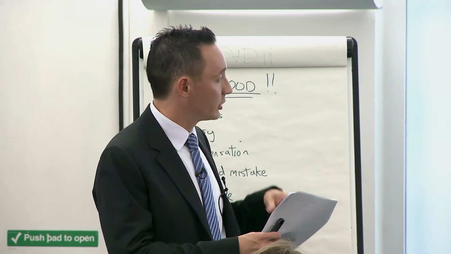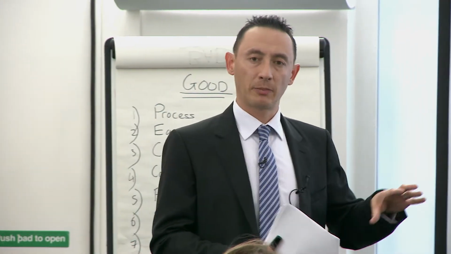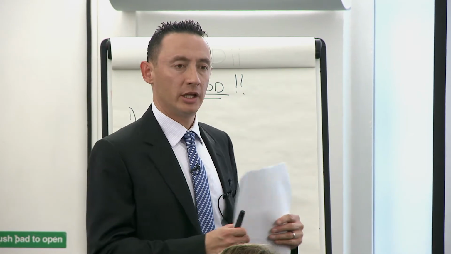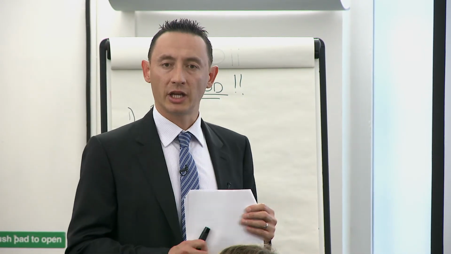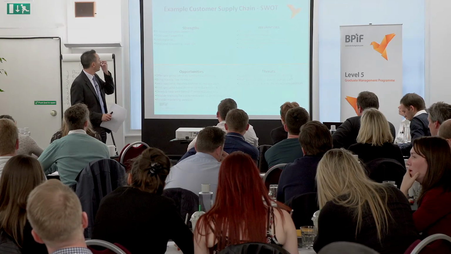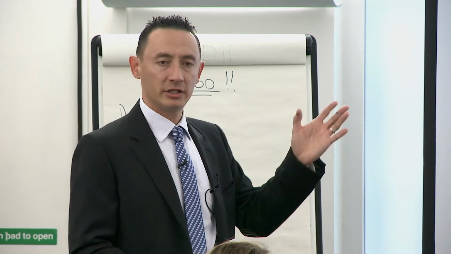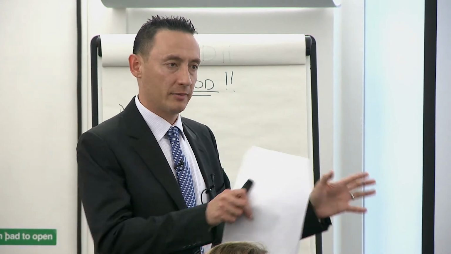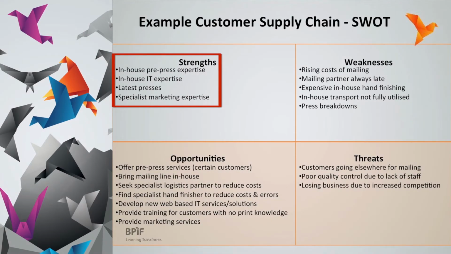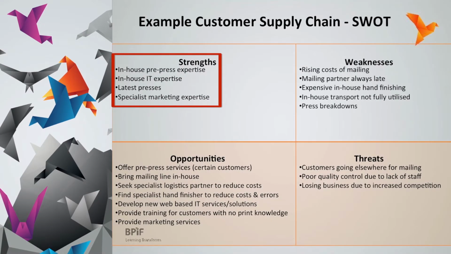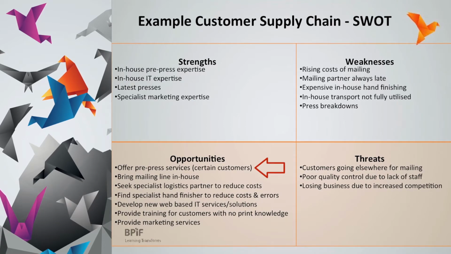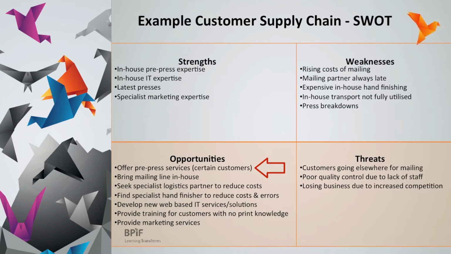Now, one of the questions was, from that customer supply chain, look at the strengths and weaknesses. So what you could do is, once you've drawn up your customer supply chain, you could then do a SWOT, looking at your customer supply chain and think, okay, what are the strengths, weaknesses, opportunities and threats to do with my organisation? So for example, your strengths may be that you've got in-house pre-press expertise, and therefore an opportunity might be to offer pre-press services for certain customers.